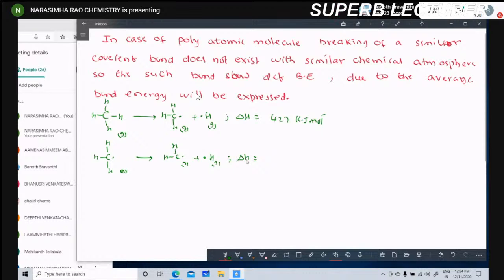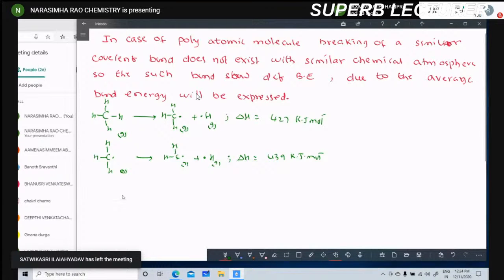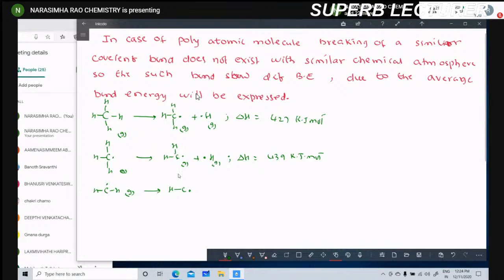Now this is 439 kilojoule per mole. Now, breaking of this one, C-H radical gaseous, to be converted by breaking of this bond, H-C, 1. Okay. This is already the existing radical, 2 radical. This is with 3 radical, plus hydrogen radical gaseous.